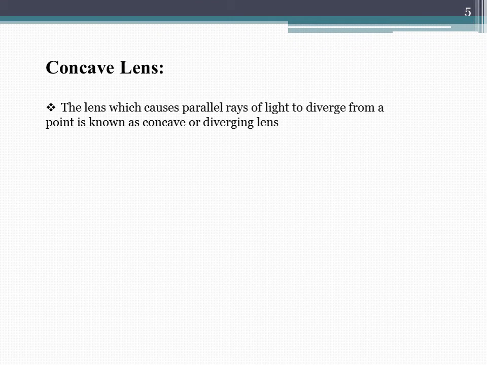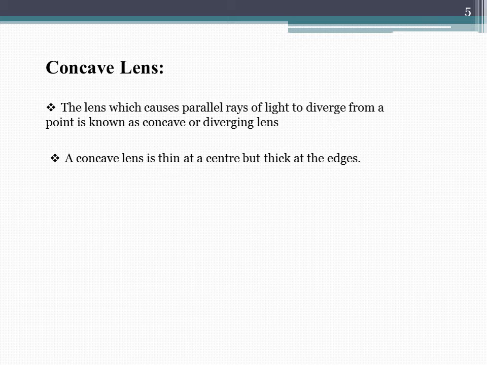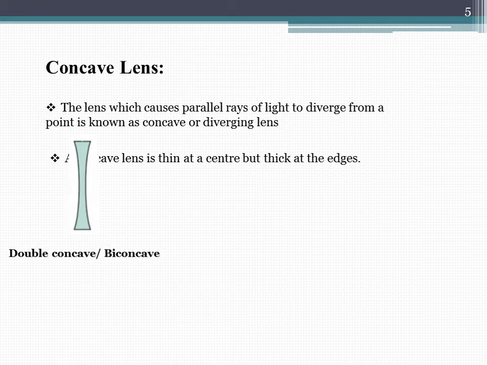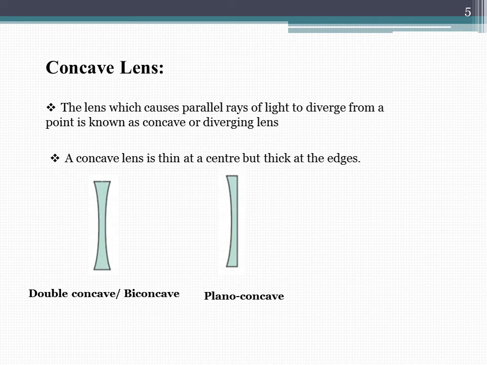The concave lens is thinner at the center but thick at the edges. It causes parallel rays to diverge or spread out from a point. Like convex lens, concave lens is also divided into different types like double concave lens, plano concave lens, or convexo-concave lens, depending upon the surfaces from which they are made.